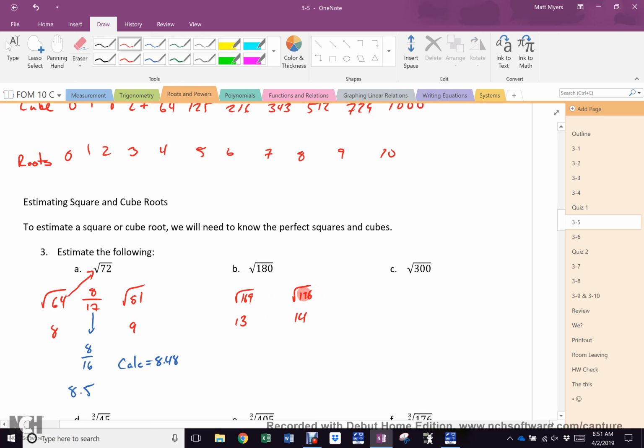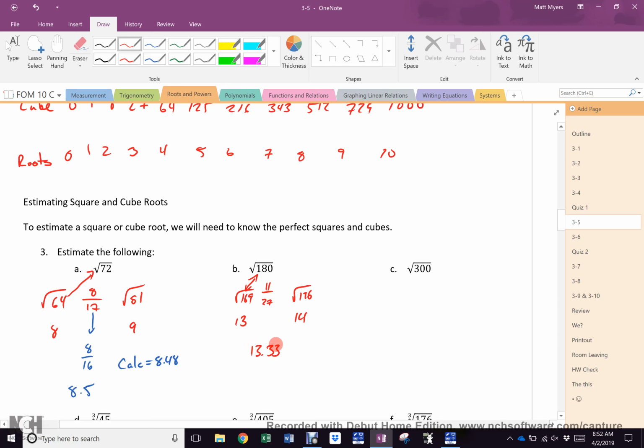How far is this? Remember, we're just estimating. 27. How far is this? 11 out of 27, right? What's that close to? Isn't that pretty close to 10 out of 30? Which would be what? 1/3, which would be what? 0.3. 13.33.